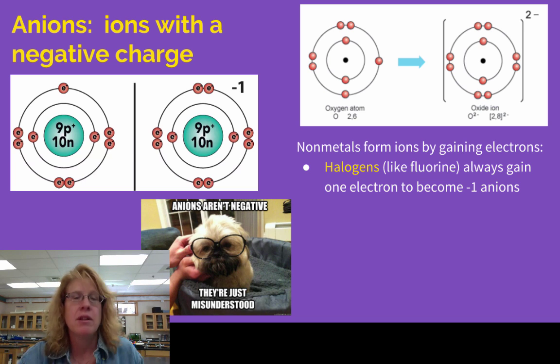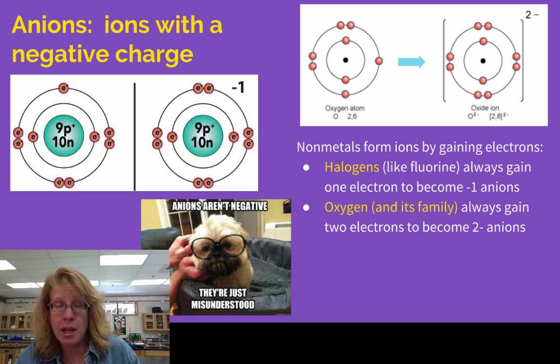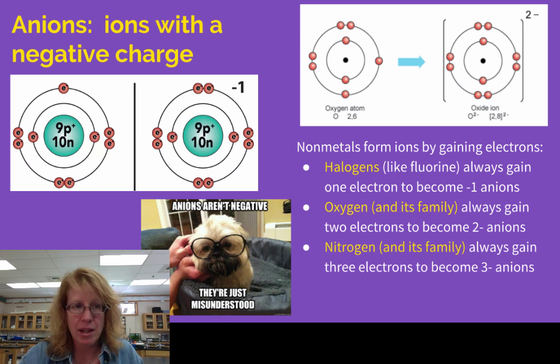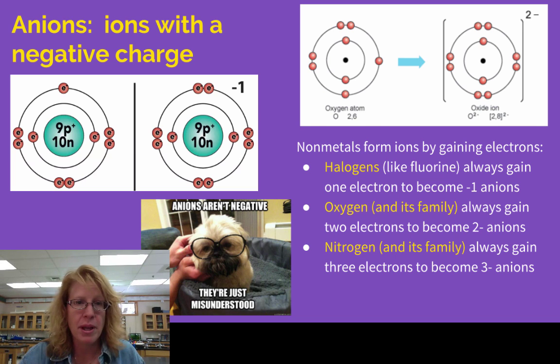The halogens, like fluorine and its family, all have one empty space, so they'll gain one electron to become a -1 anion. Things like oxygen and its family have two empty spaces, so they want to gain 2 electrons to fill it up, and they become a -2 charge. We'll get more into this pattern later. So this is just a general overview of some of these big families: metals form cations and nonmetals form anions. And again, nitrogen's one of those other ones that'll do a 3-.